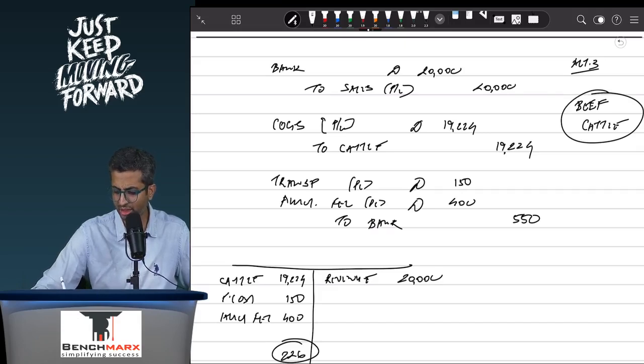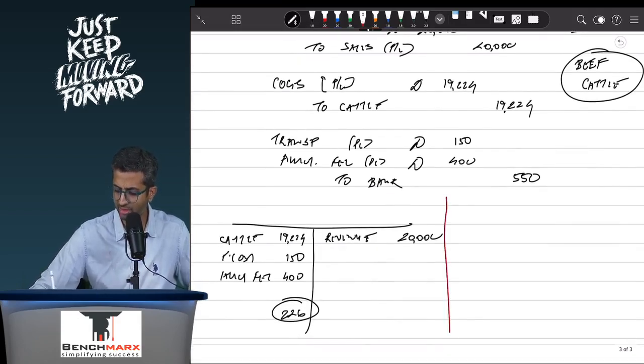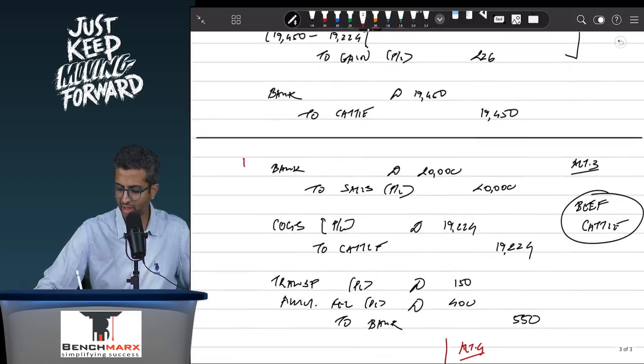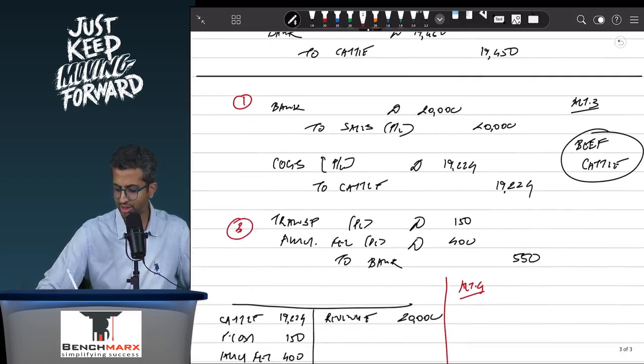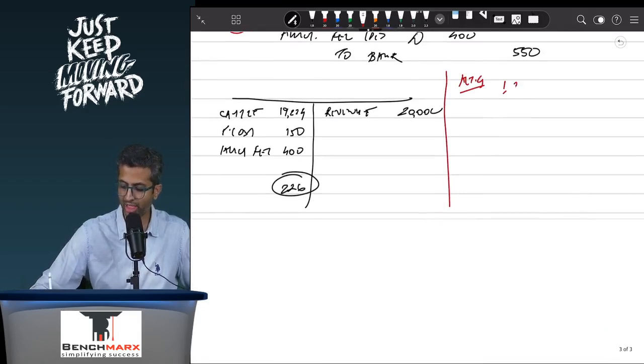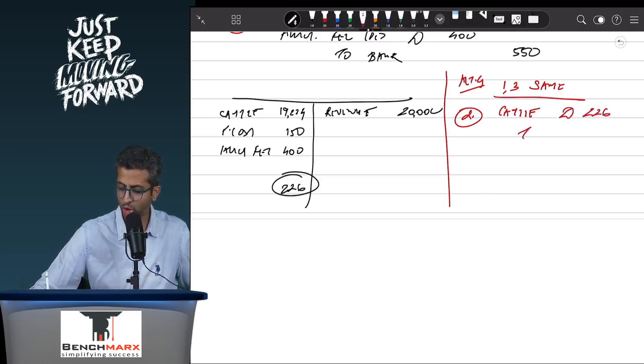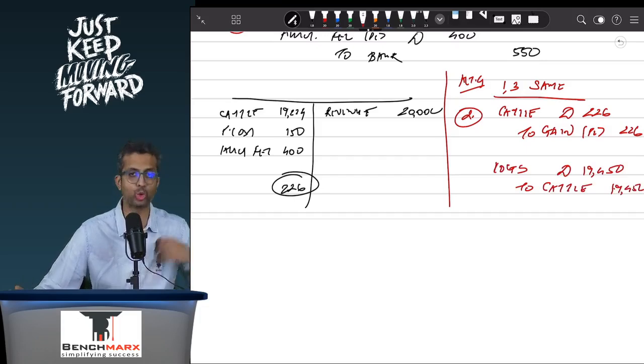Now an alternative 4 technically over here is also possible, where all else remains constant. In alternative 4, your entry number 1 remains the same and entry number 3 remains the same. However, instead of entry number 2, you will first remeasure. So you will say cattle account debit, let us say 226, to gain on remeasurement, which will go to the P&L at 226, and then you will have COGS account debit, let us say 19,450 now, to the cattle. So the ultimate effect will remain the same. Here also that 226 will go to the P&L.